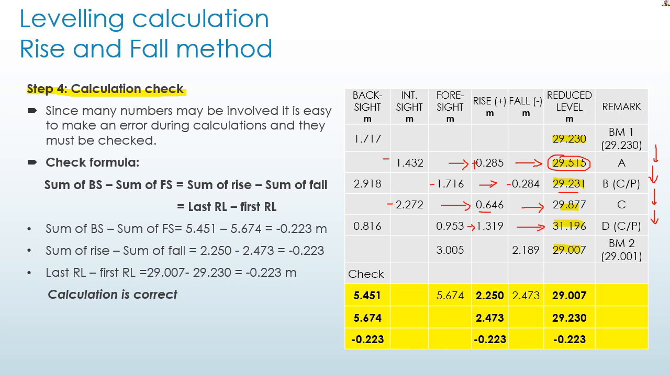So once you see the backside reading here, it means you move to the new setup from D to benchmark 2, and you take the new backside reading, and then you go to benchmark 2, you have the last reading here, which is the foresight. So 0.816 minus 3.005, that gives you a negative or a fall value of 2.189. From D to benchmark 2, known elevation minus the fall gives you the elevation of benchmark number 2.